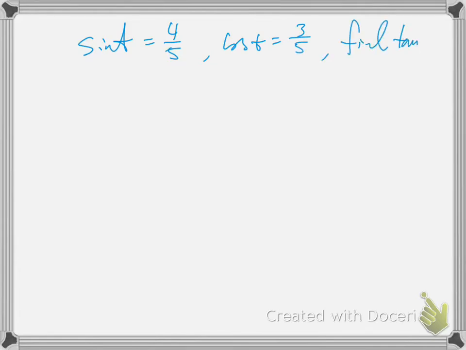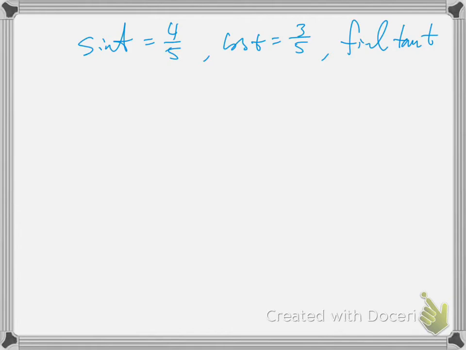Now let's look at a new question. Suppose sine t is 4 over 5 and the cosine t is 3 over 5. Let's find tangent t. The other 3, you just flip them, and you get the answer.